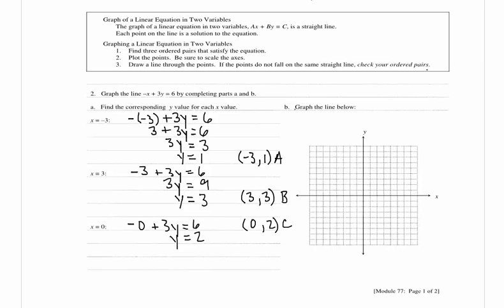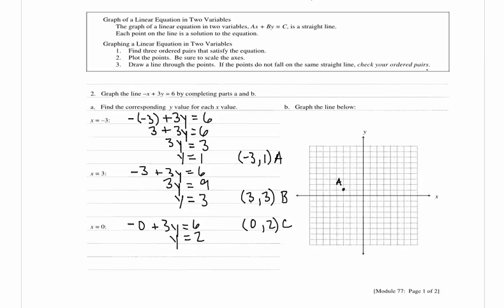And now in B, it wants us to graph the line below. So we'll start by plotting the 3 points, and then we'll connect them with a linear line. So we have point A, negative 3, 1, start at the origin, and go left 3 units, and up 1 unit. And this is point A.